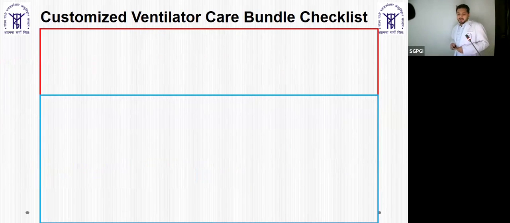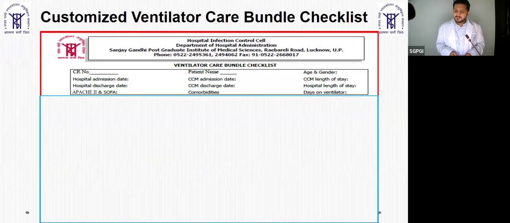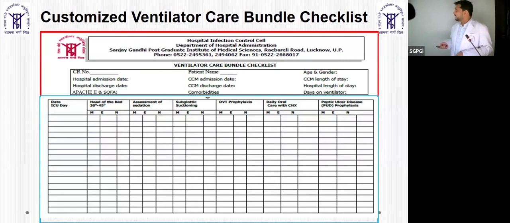And this is the customized ventilator care bundle checklist that was prepared based on the CDC and IHI guidelines. It has 2 parts. The first part collects the basic demographic details like age, gender, and clinical baseline characteristics like APACHE 2 score, SOFA score, and comorbidities. The second part to it included 6 components of ventilator care bundle, where data was collected in 3 shifts per day: morning, evening, and night.